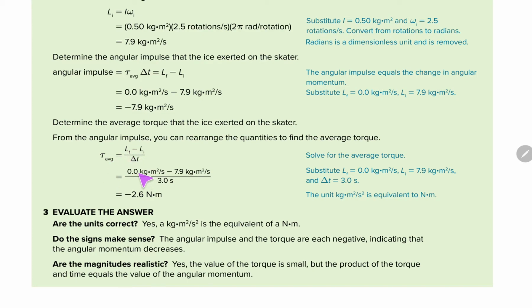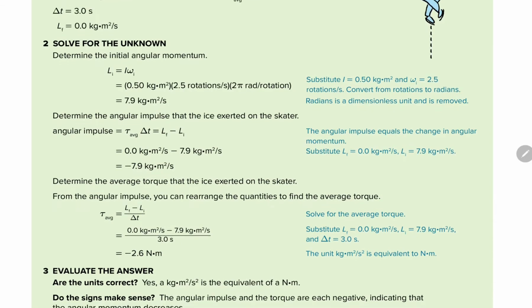L final we have, which is 0, and L initial we calculated, which is 7.9. Over delta t, we have it in the question, which is 3. By using the calculator, the final result will be minus 2.6 Newton meter. This is the unit of the torque, and this is the third unknown in this question, which is the torque. Until here, we reach the end of the example.